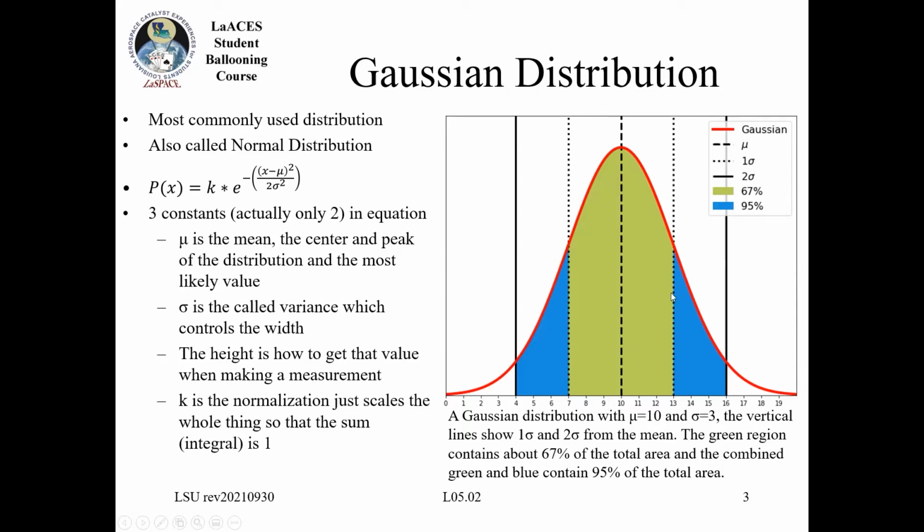And usually, those are sort of important values because that green region, the region that is within 1 sigma of the peak, contains 67% of all the possible values. And the green plus the blue region contains 95%. So a way of saying that is I have a 95% chance of getting a value between 4 and 16 for this particular distribution.